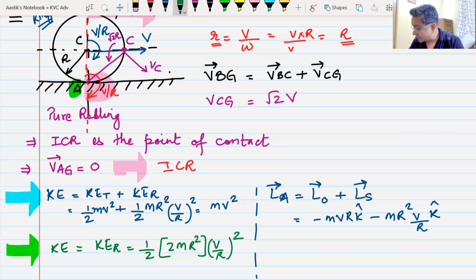Or I could do this in this way. Straight away find out the angular momentum about point A by taking it as a pure rotation about the point A. In that case, it is only the spin angular momentum; the orbital part goes away. What is the moment of inertia? mr square plus mr square, that is 2 mr square, into omega, which is v by r, and this omega is also along minus k. So you end up with the same result. You understand this? Yes or no? Yes, sir.